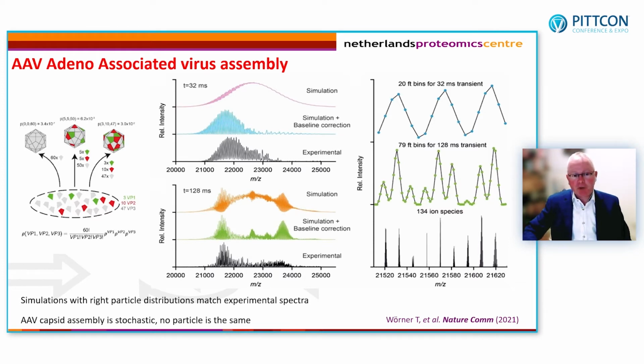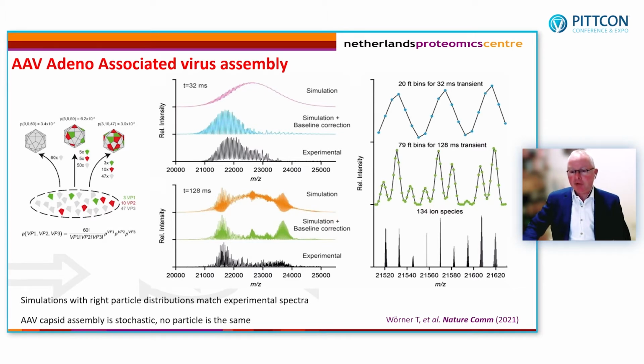Now, by knowing the initial concentrations of VP1, VP2, and VP3 in the cell, we can calculate what the distribution should be, and we can simulate a native mass spectrum of that given stoichiometry. You see that over here, and it's quite complicated spectra, but what I want to show is that it also depends on how long, and with which resolution, low resolution or high resolution, you listen to the signals.